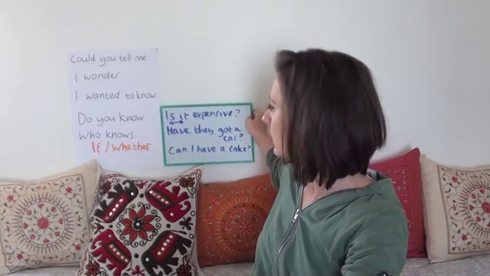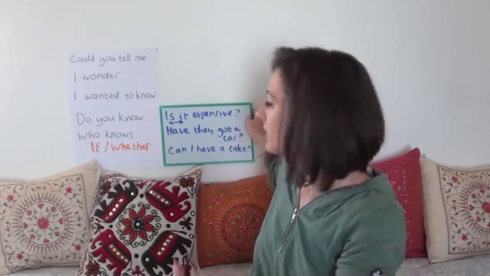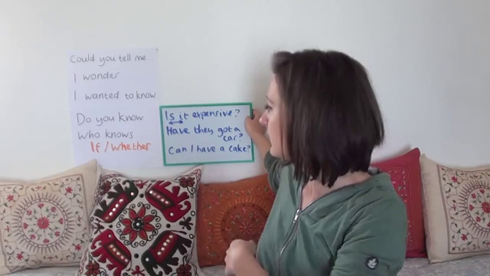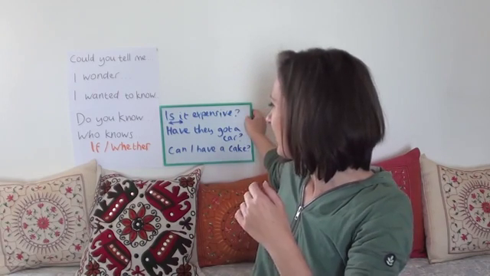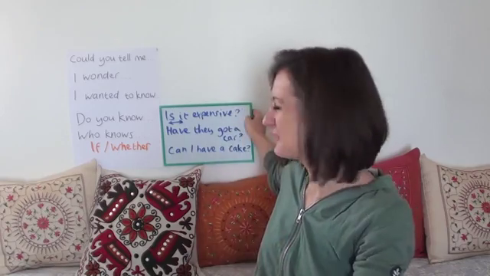Let's do two more. Do you know if it is expensive? Who knows if they have a car? Asking questions like a native speaker. You need to practice it a bit because your mind is used to saying the sentence structure in a fixed way. So it's a little bit tricky to do at first, but with practice and patience, you can ask questions like a native speaker.